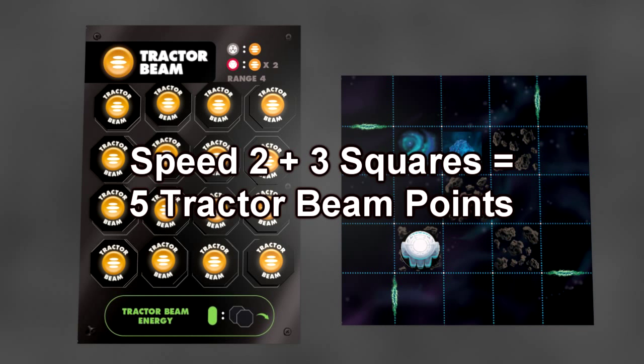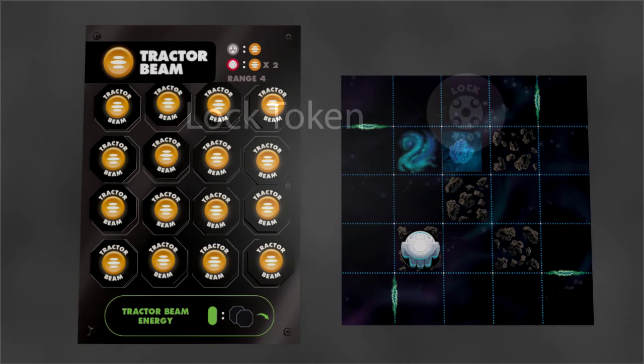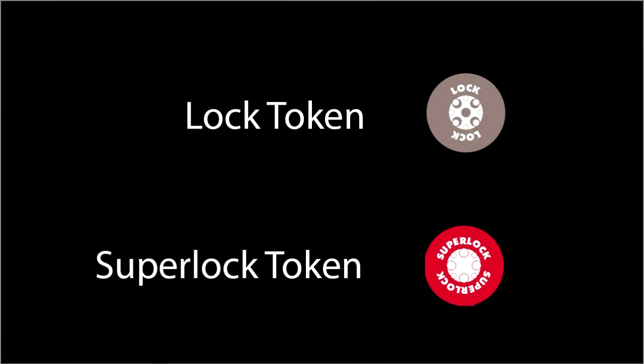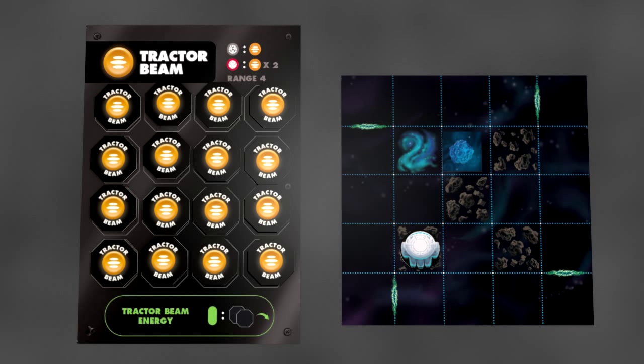Also, in order to successfully tractor beam a crystal or enemy, you must have a sensor lock or super lock on it. In this case, we have a sensor lock, so we can try to get the crystal. You earn tractor beam points by flipping over a pair of matching tiles. Remember that both the shape and the number need to match.